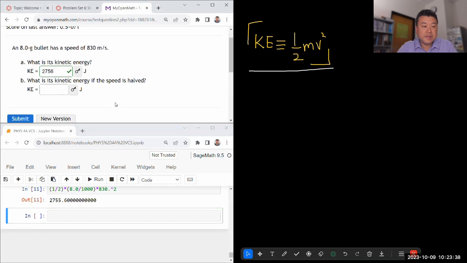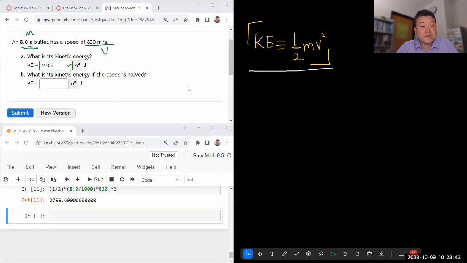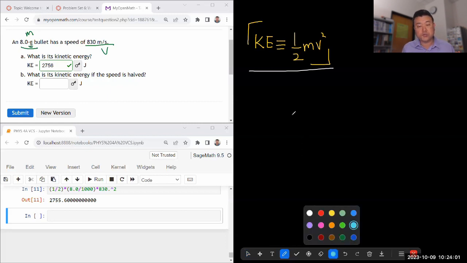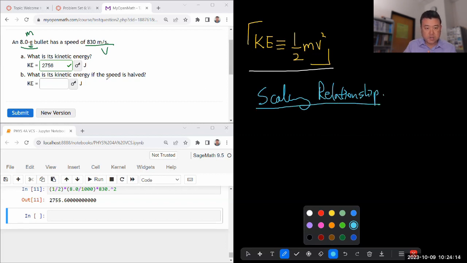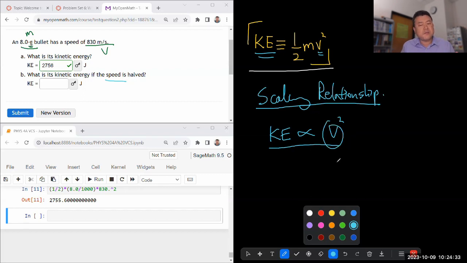2756 joules. And then it's asking, what is its kinetic energy if the speed is halved? Now, let me take a different approach than what I've done with the other question. So instead of writing a bunch of equations and doing algebra, we can actually use something called the scaling relationship. That's a really useful tool to be able to do mental math. So scaling relationship. And here it amounts to noticing that the quantities that we are changing, speed and the kinetic energy, have a certain relationship here. Kinetic energy is proportional to speed squared.